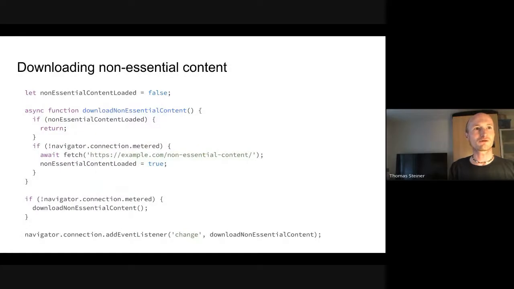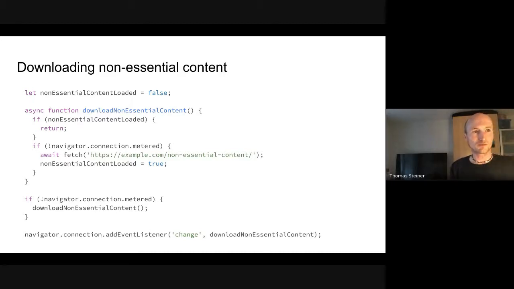How does this look in code? Let's look at two examples. First, downloading non-essential content. We have a variable nonEssentialContentLoaded set to false, and a function downloadNonEssentialContent. If the non-essential content is already loaded, we just return. Our job is done here. Then we check if navigator.connection is not metered, which means we have the freedom to use as much data as we want. Then we just fetch whatever non-essential content and set our variable to true.